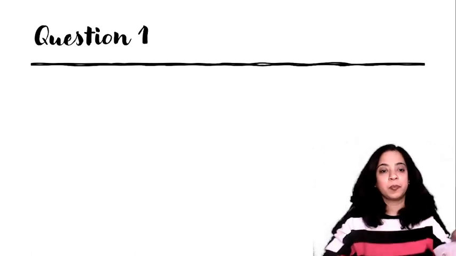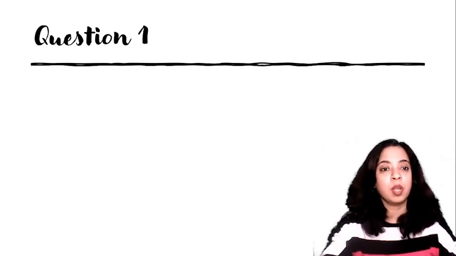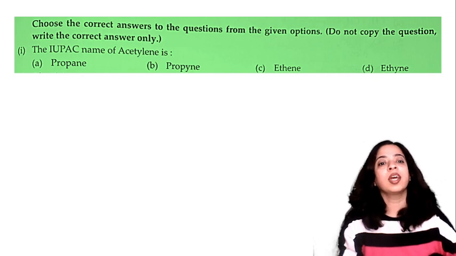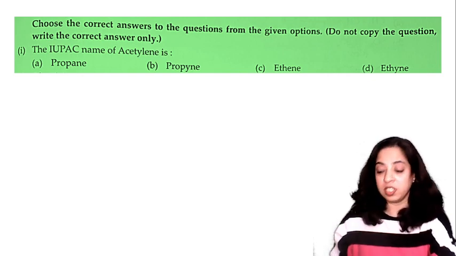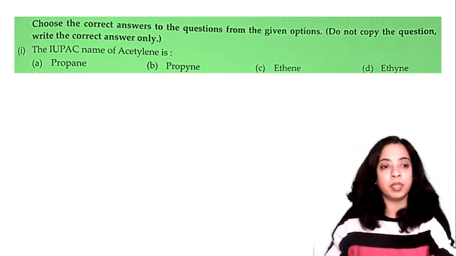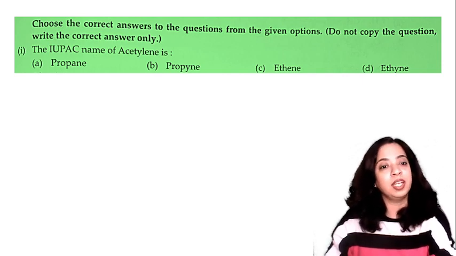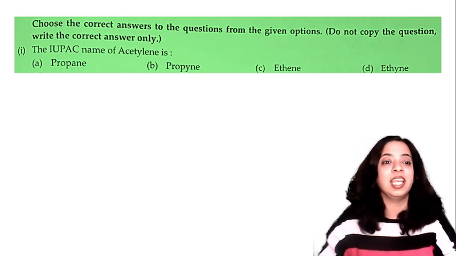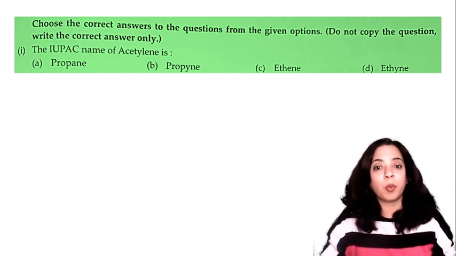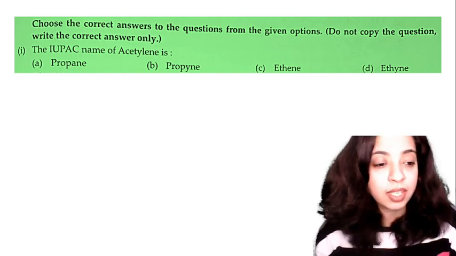Let's start. So our question number 1. Choose the correct answers to the questions from the given options. So children, always remember in the MCQs, you don't have to copy the question. You have to just write the correct answers only. So the IUPAC name of acetylene is it propane, propyne, ethene or ethine?